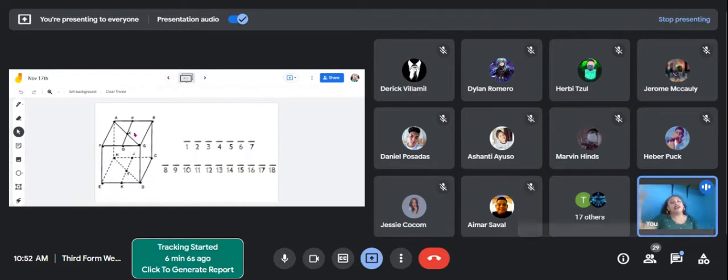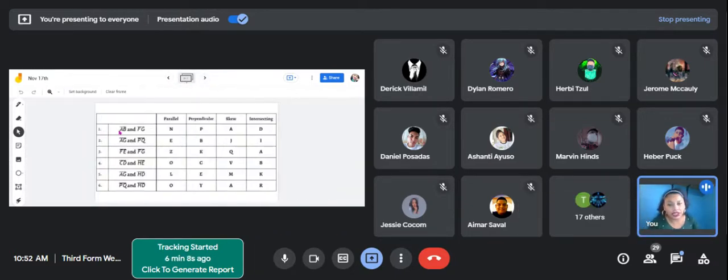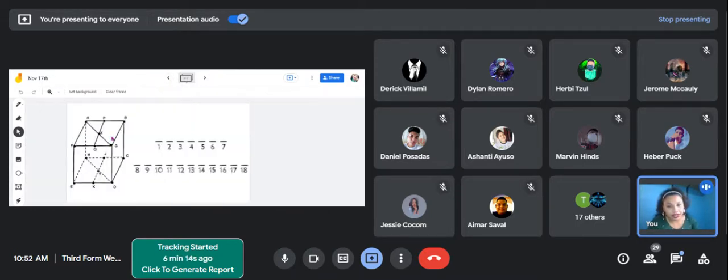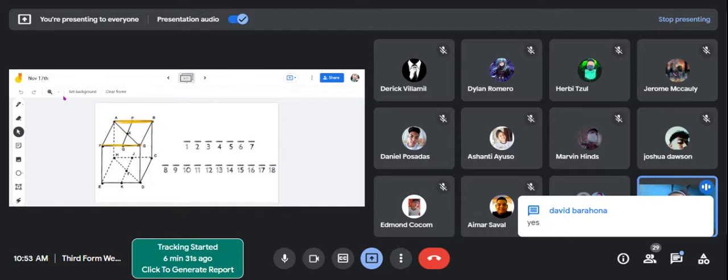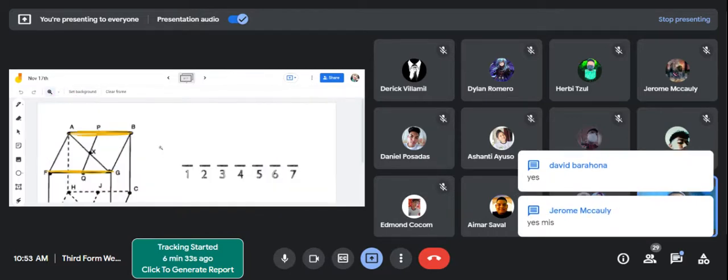So this is our diagram, and the first question that we have here is AB and FG. AB and FG. So let's look at those two lines. We have AB and FG. Everybody can see that writing that I did? Yes, Miss. Let me see if I can zoom this. Okay, there you go.